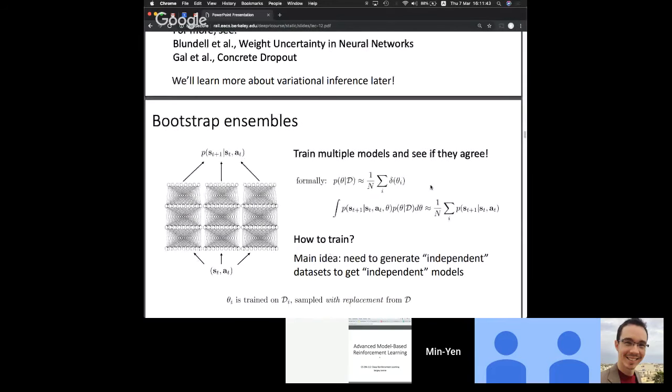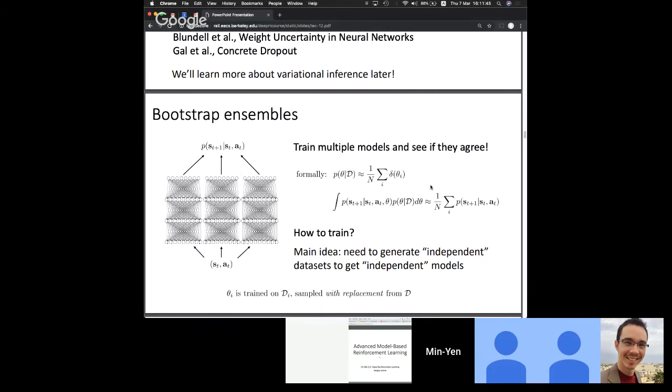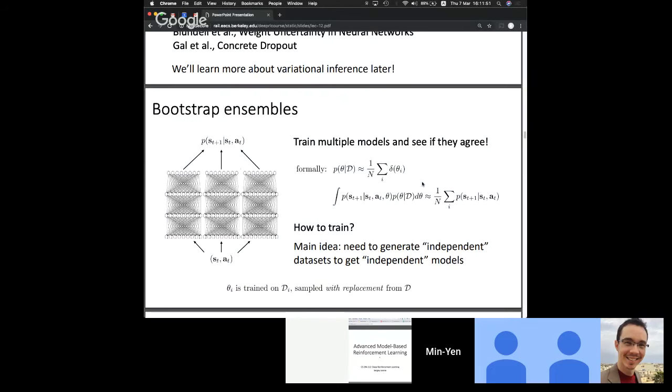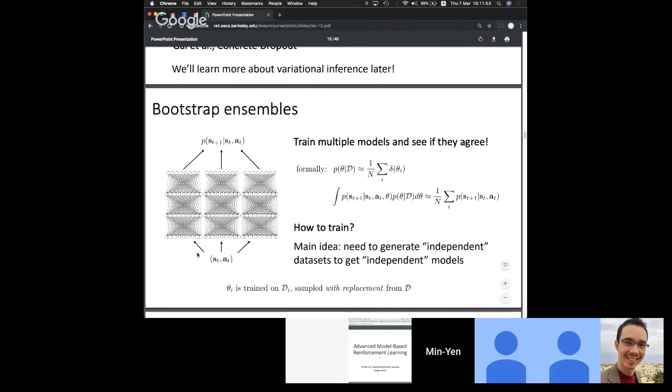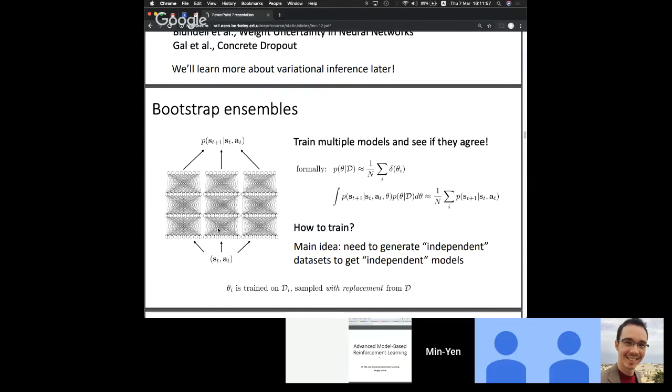Right. So the first solution he proposes is a bootstrap ensemble method to overcome this kind of uncertainty problem, which basically boils down to training a lot of different independent neural networks, and then you somehow combine all of their predictions, right?